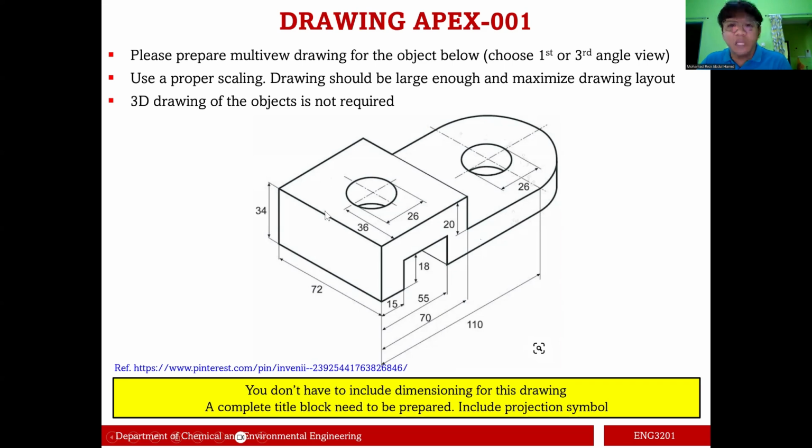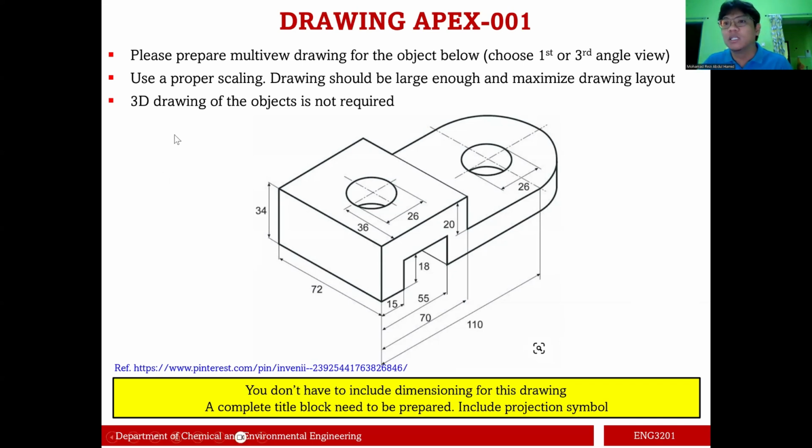Now, these are the objects. First angle, third angle, up to you. My personal preference is third angle because that's what I was taught often. When it comes to representing your object, you need to use a proper scale. It cannot be too big, cannot be too small. It should be just nice. It should be big enough to be viewed comfortably by people, and it should also maximize the entire drawing layout.